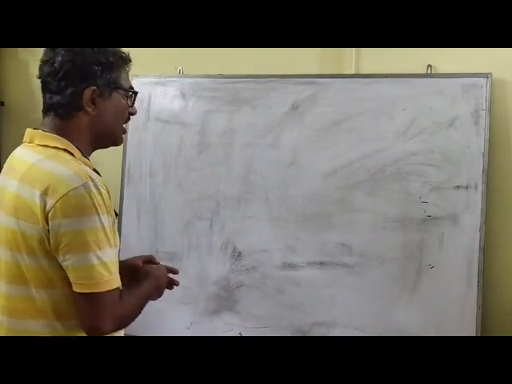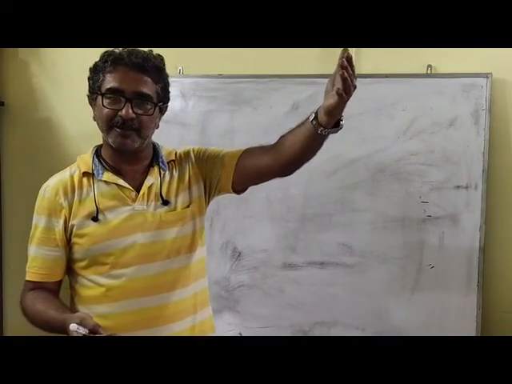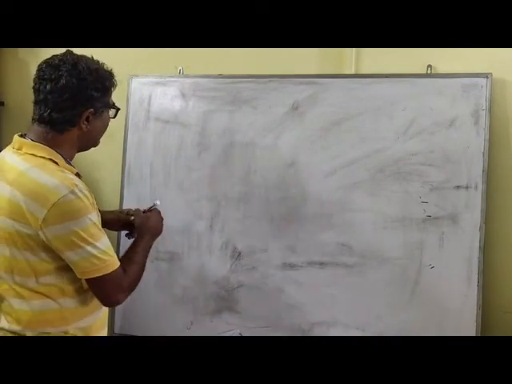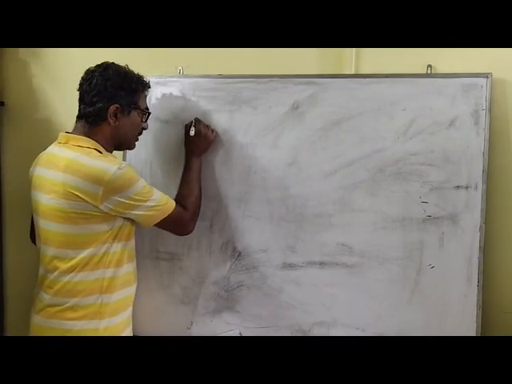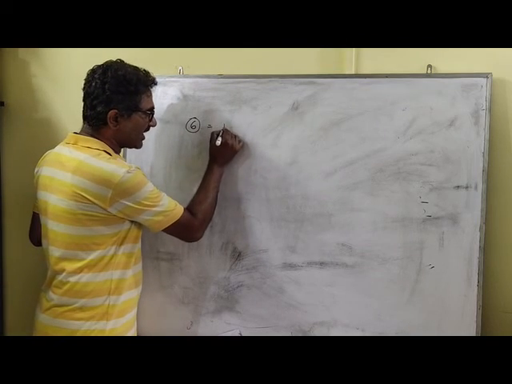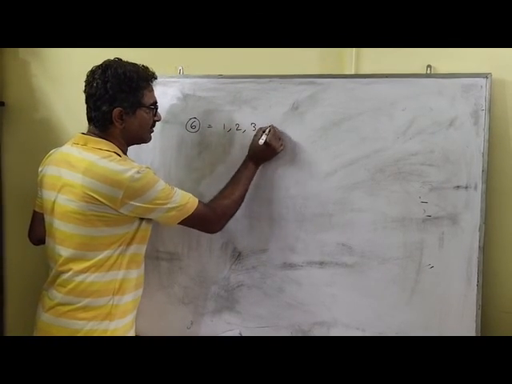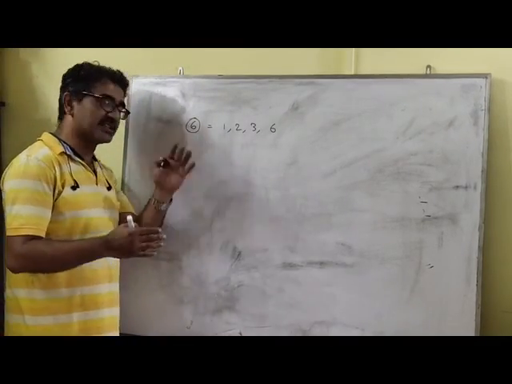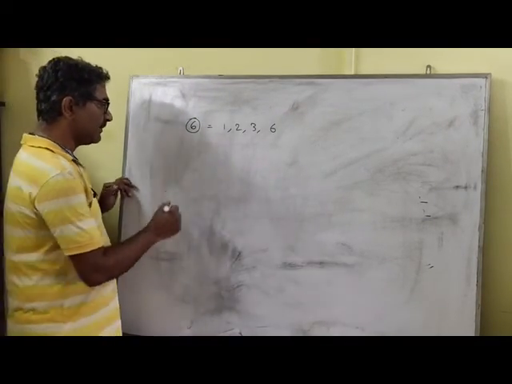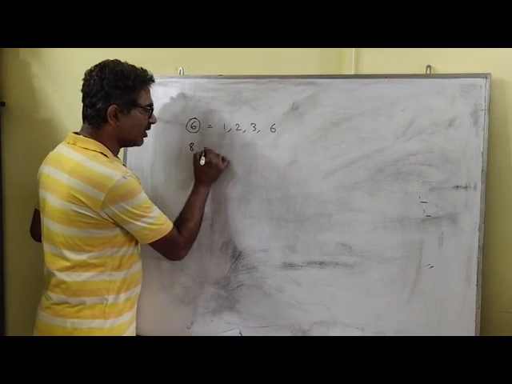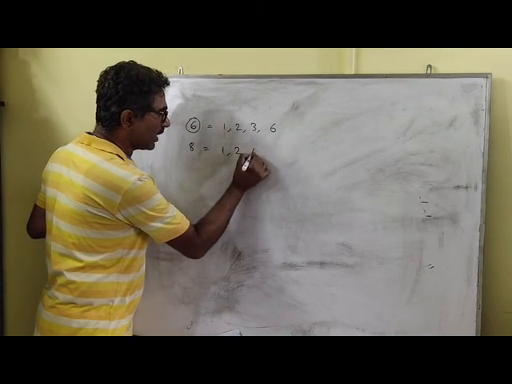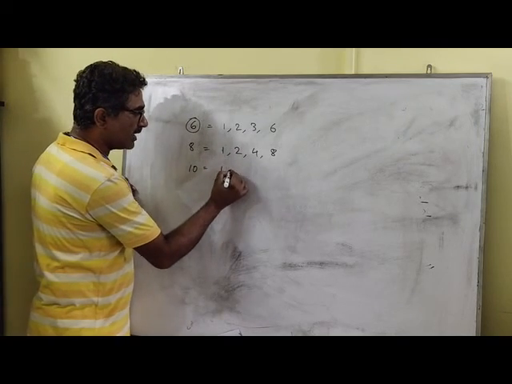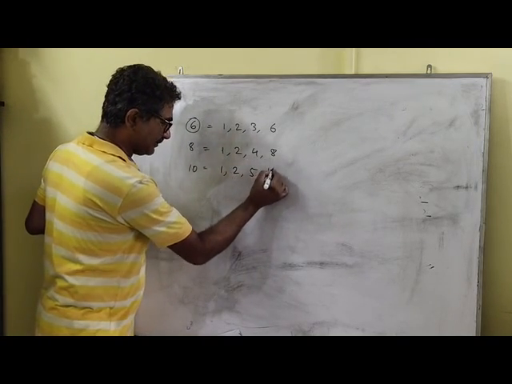Now, what are factors? Factors are those numbers which can divide that particular number completely. So, those who are doing it for the first time, this is for you. Suppose we have a number 6. What are its factors? The factors are 1, 2, 3 and 6 because these are the numbers which can completely divide 6. That means when you divide 6 by these numbers, the remainder happens to be 0. Suppose we have the number 8. What are the factors? 1, 2, 4 and 8. Suppose the number is 10. What are the factors? 1, 2, 5 and 10.